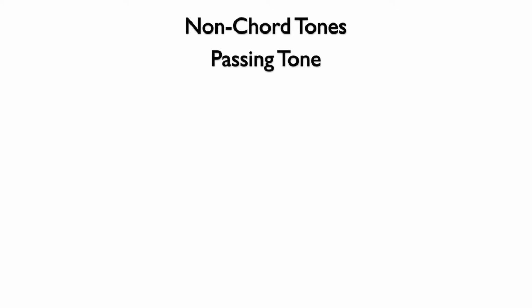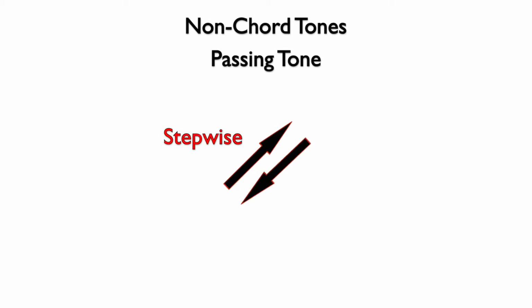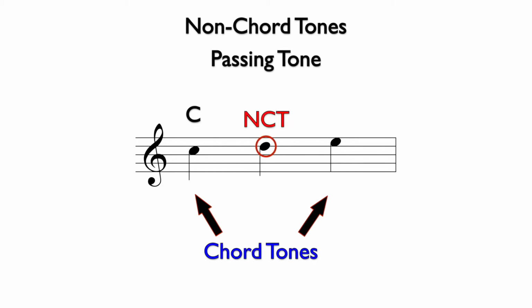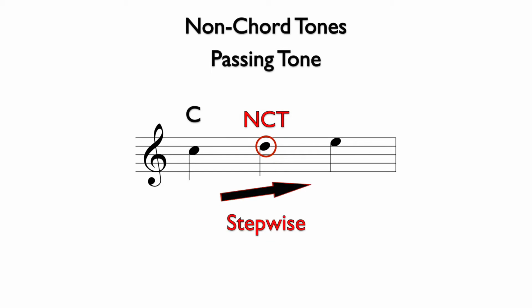A passing tone is a note or notes that pass stepwise in an ascending or descending direction, connecting two notes of a chord or chords. Here we have a C chord and C, D, E notes in the melody. C and E are chord tones and D is a non-chord tone. Since all three notes are moving stepwise in the same direction, ascending, and the D is connecting two notes of the C chord, this is a passing tone.